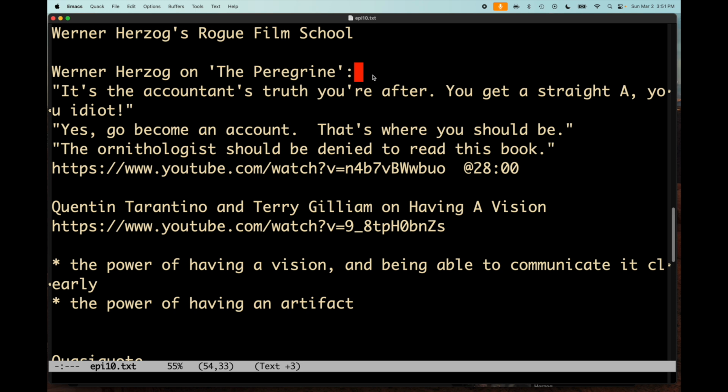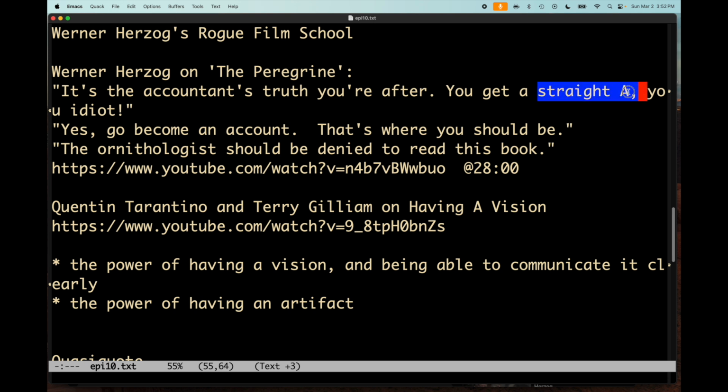So when an ornithologist tells him that the book has inaccuracies about the actual behavior of peregrines, his quote was, "It's the accountant's truth you're after. You get a straight A, you idiot." You have to play the video to listen to him saying it in his voice. It's very funny. But the accountant's truth, right? That's often how I feel when someone is critiquing a new research idea. It's the accountant's truth you're after. And also, you get a straight A, right?